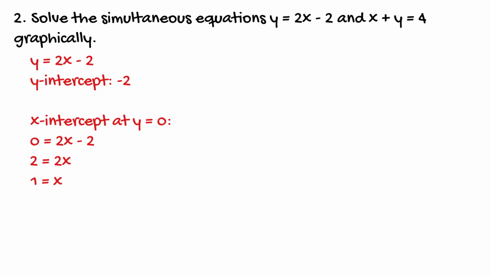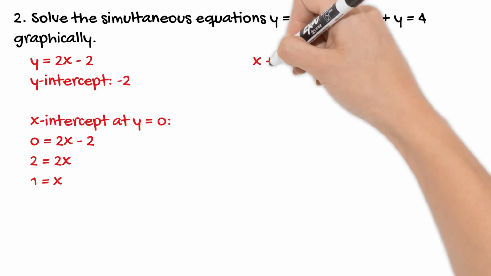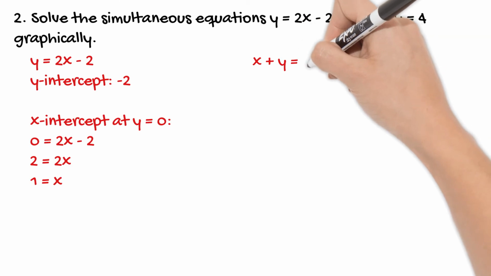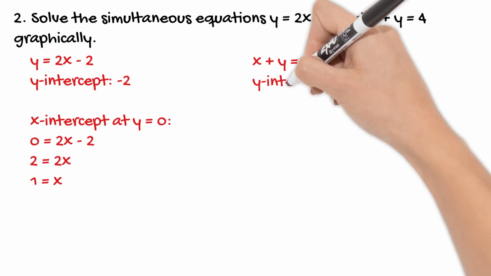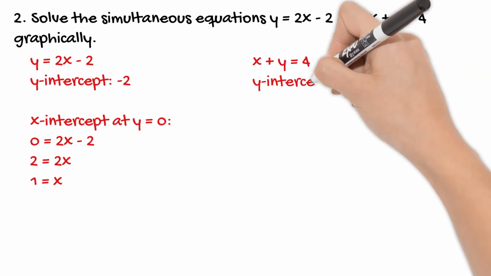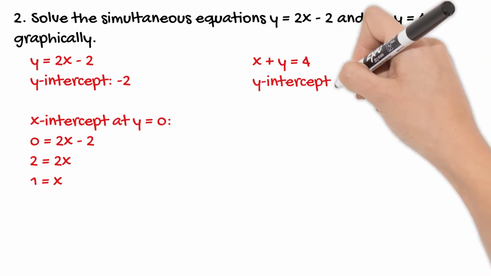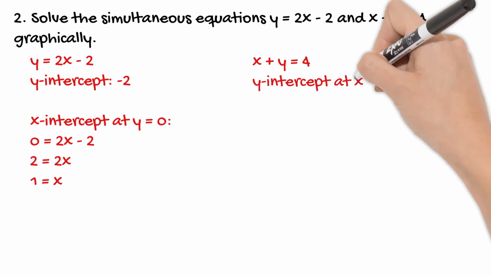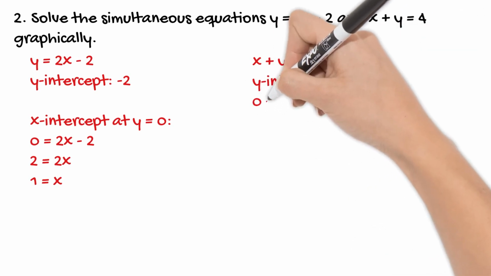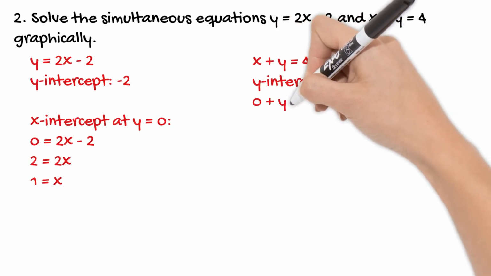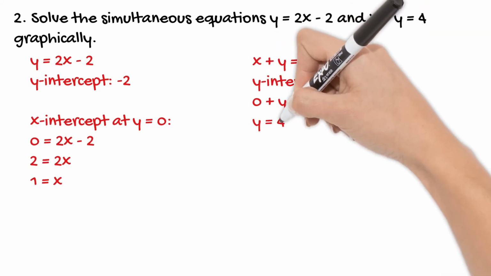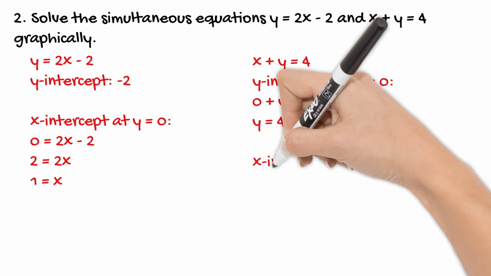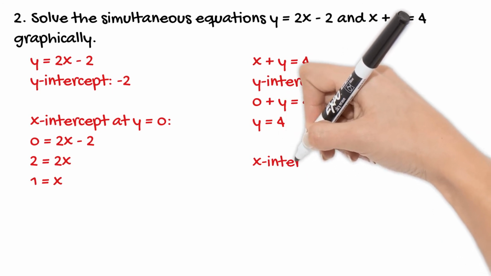Looking at our other equation, x plus y equals 4, it's not so clear now. It's not written in gradient intercept form. You can make it into gradient intercept form if you want to, or you can simply sub in x equals 0 to find the y-intercept. It's a matter of personal preference. I've just chosen to sub in. So I'm subbing in x equals 0. 0 plus y is 4, so y is 4. So y equals 4 is my y-intercept.